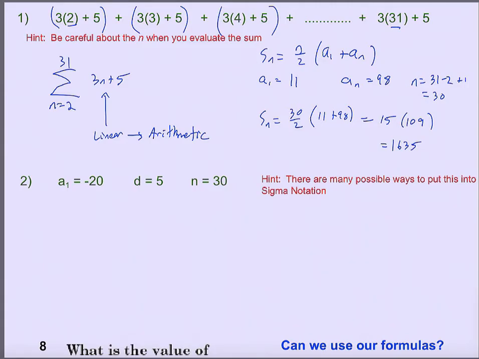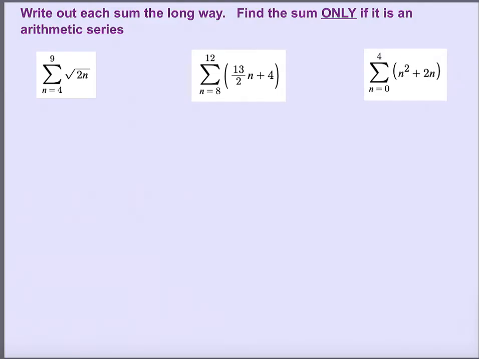The last example I want to do is turn some sigma notations into sums. So what we're going to do is take the sum of the square root of 2n from 4 to 9 and just write that out the long way. Well, that just means taking the square root of 2n plus the square root of 2n plus the square root of 2n until we're done.